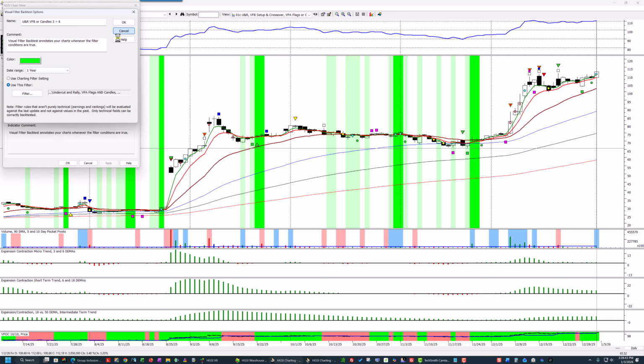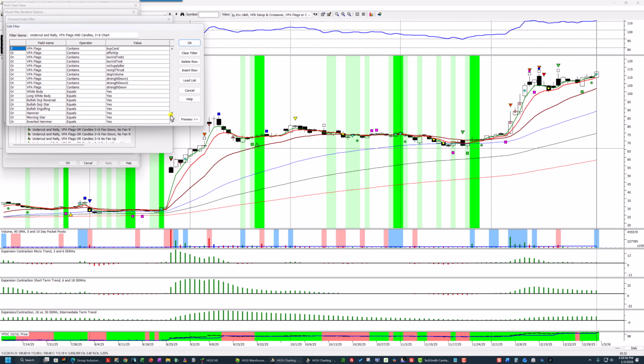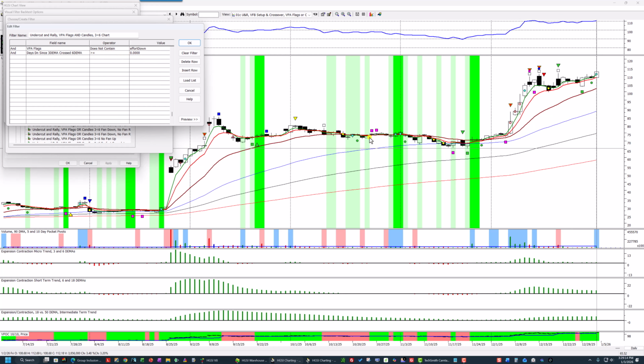I'm going to cancel it. It had to recalculate. I'm going to do the next one down. It's essentially the same filter, but days down since the 3 crosses 6 is greater than 0. So with these light green lines, the 3 has to be below the 6, days down. They're showing signs of accumulation, but the 3 is below the 6, so they're really not valid signals.